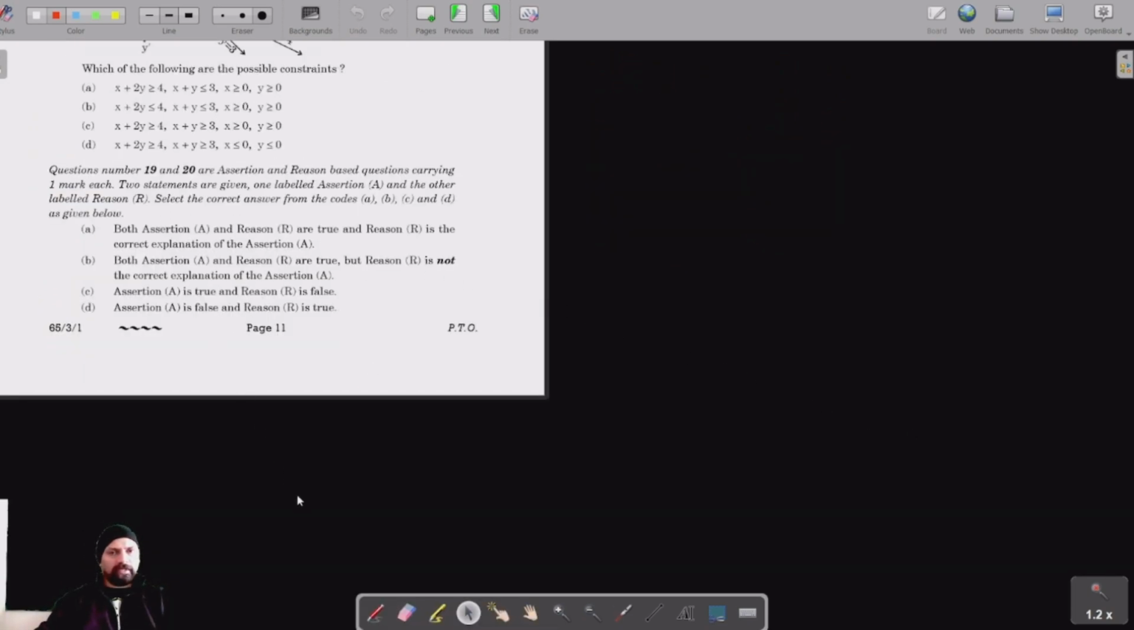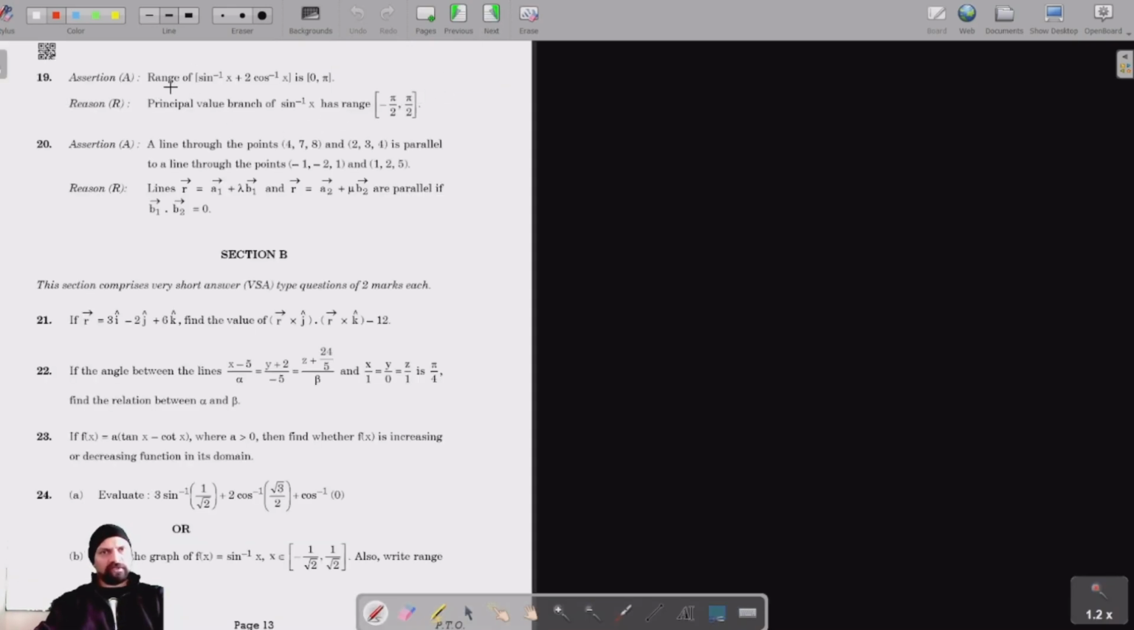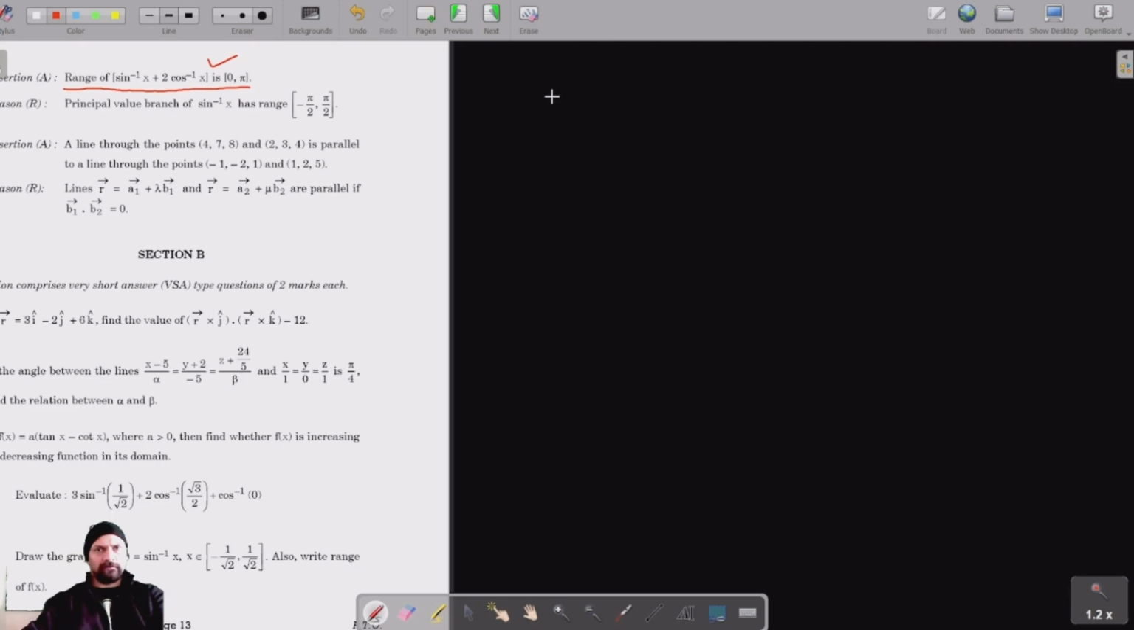For question number 19 and 20, these are the assertion and reasoning based questions carrying 1 mark each. We have to choose either of these four options. So let's move on to the 19th question. It says that the range of sine inverse x plus 2 cos inverse x is 0 to pi. So let's check it.